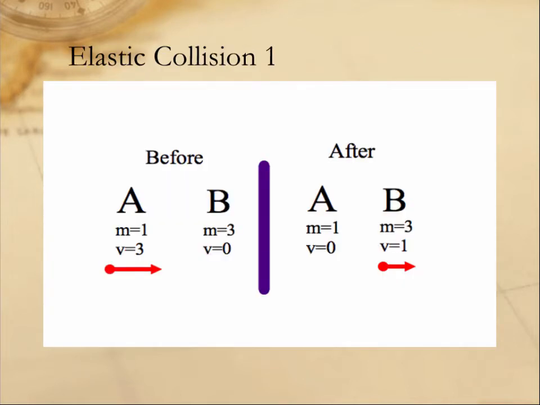First is an elastic collision. Notice that object A has a small mass and is moving fast. Object B has a big mass and is not moving at all before the collision. After they collide, A should stop and B will keep going. Notice that the mass times the velocity is the momentum. That's what we're looking at, the momentum.